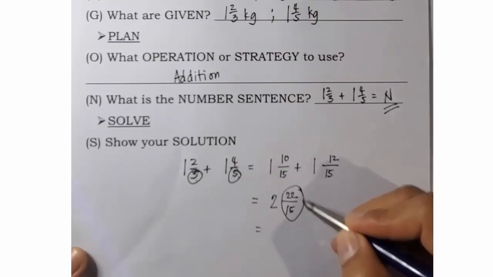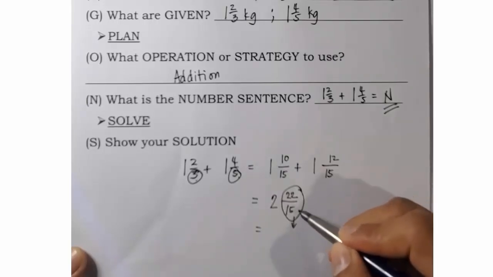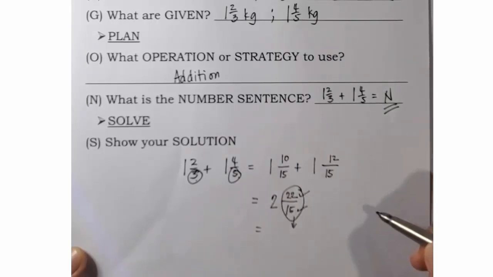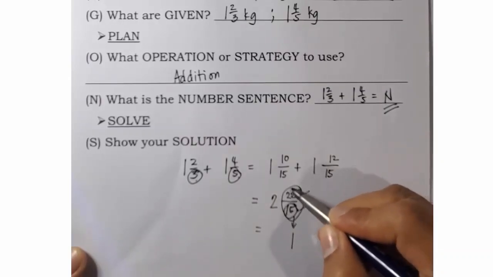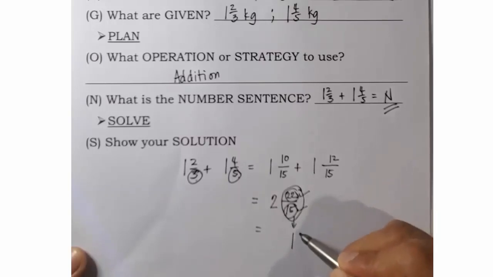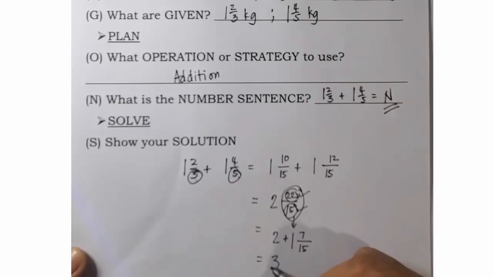Now, if you examine our fraction closely, that's 22/15, of course this could be changed to a mixed number. How many 15s can we get from 22? That is equal to 1. How many are left when we subtract 15 from 22? That is equal to 7. So, copy the denominator 15. Then, of course, you will add the whole number 2. So that would sum up to 3 and 7/15.